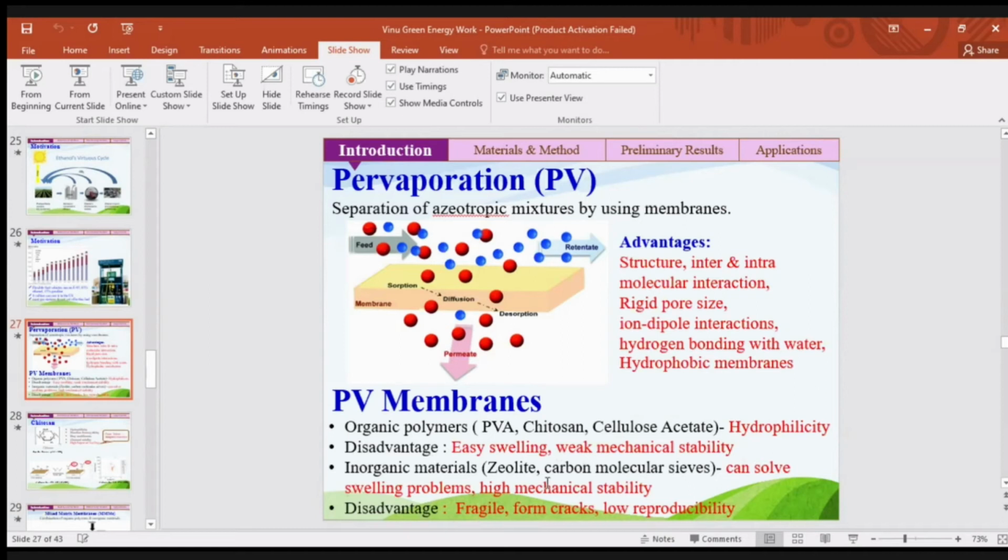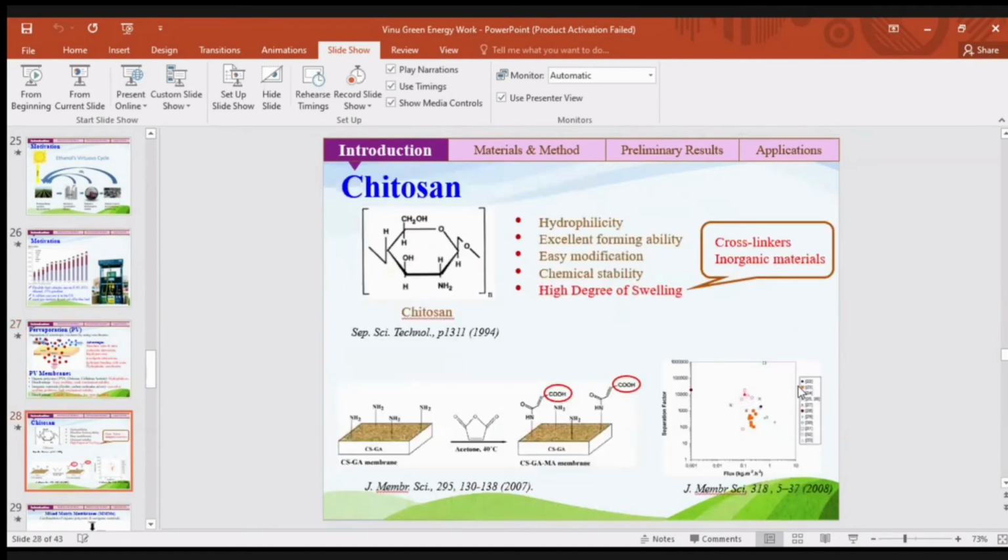When we are using inorganic materials, zeolite, carbon molecular sieves, they can solve the swelling problems, with high mechanical stability also. The disadvantage is they are fragile, form cracks and have low reproducibility. So that's why we are introducing the metal organic framework into the organic polymers. The chitosan has hydrophilicity, excellent forming ability, easy modification and chemical stability, but also a high degree of swelling. So that's why here we are using the inorganic materials, that is the metal organic frameworks.